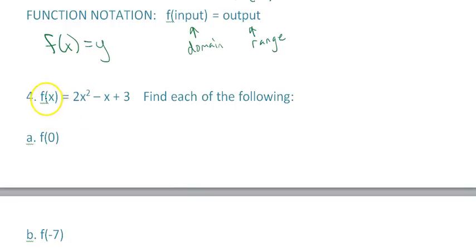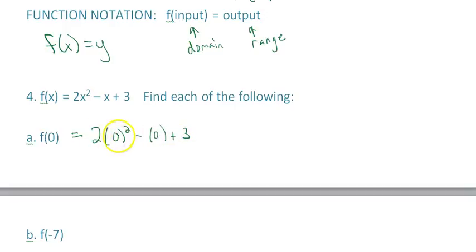I have a function in function notation, f of x equals 2x squared minus x plus 3. And they are asking me to find f of 0, and hopefully that's familiar looking to you. And basically that means plug 0 in. So I'm going to take my x's out and put 0 in.